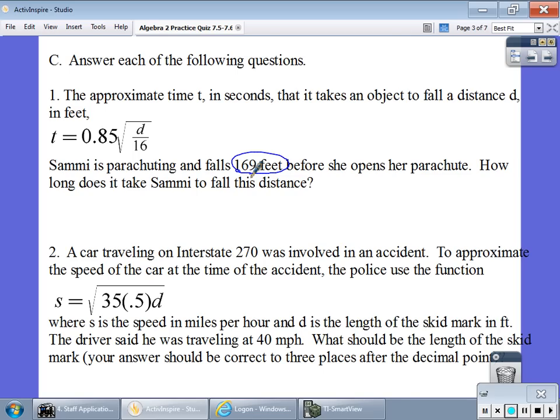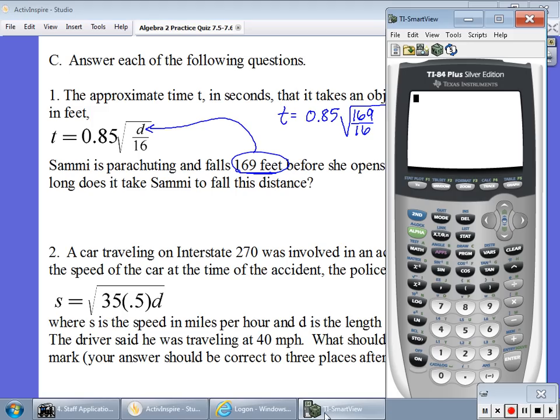Now, we need to plug this into a variable here. You're plugging it into one variable, you're figuring out what the other is. So you have to ask yourself, is 169 feet a time or is it a distance? Clearly that's a distance, so we're going to plug that into d. So t then is equal to 0.85 times the square root of 169 divided by 16. And in your calculator, that's exactly what you're going to type in: 0.85 times the square root of 169 divided by 16.